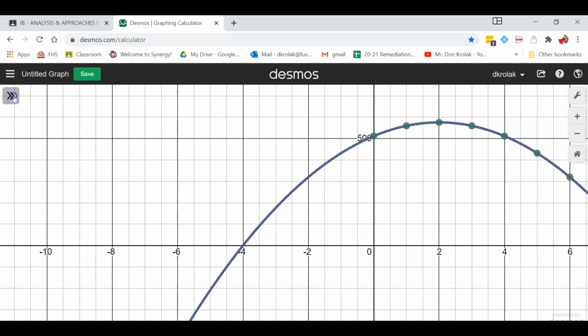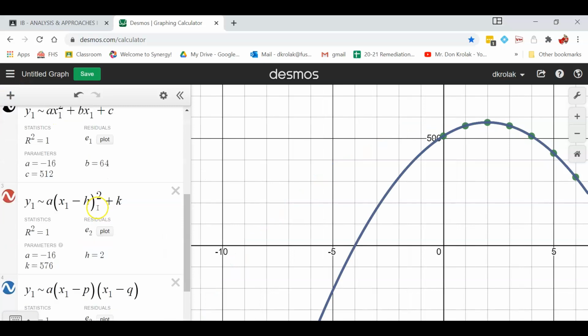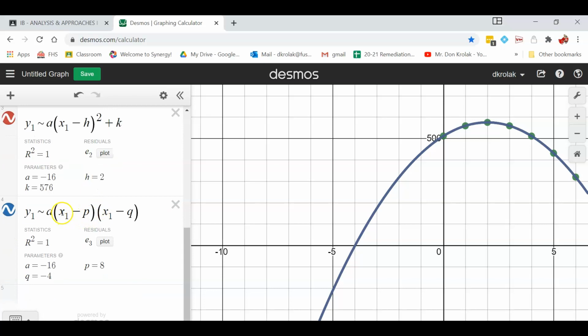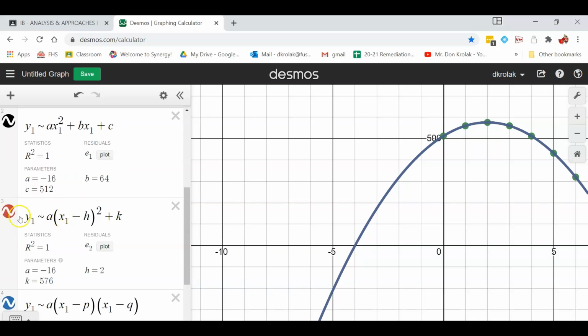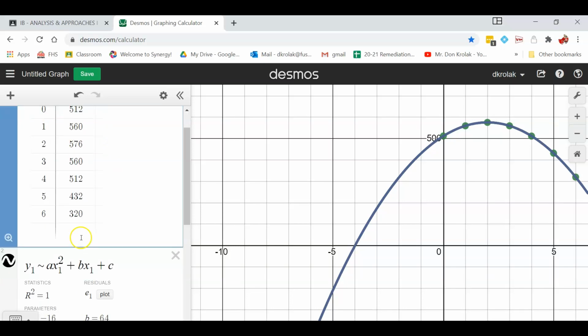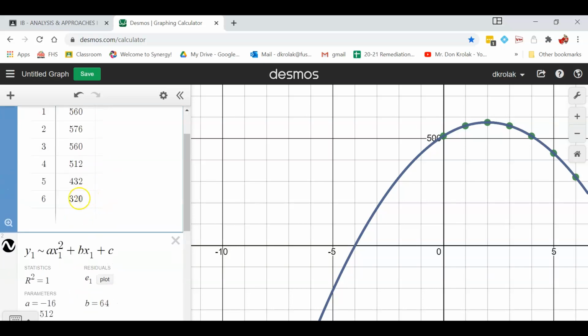So quadratic regression in Desmos is really handy because you can put it in any form that you want. You just have to be sure that the X's and the Y's are labeled like this. I can even add more things to this table. I could make another table and call it X2, Y2, and just change these to 2's, and it would give me the equations for that table.